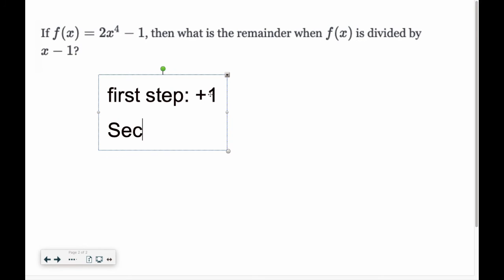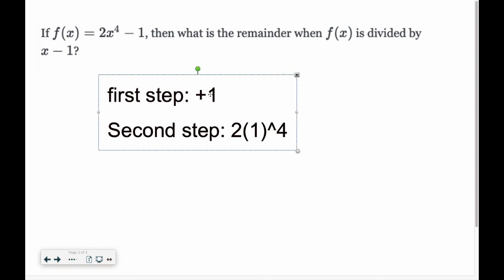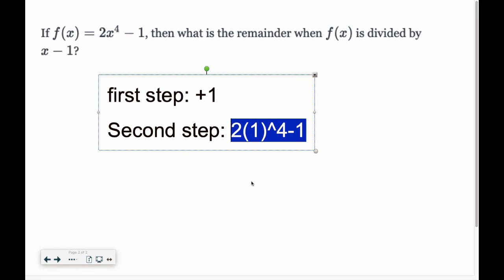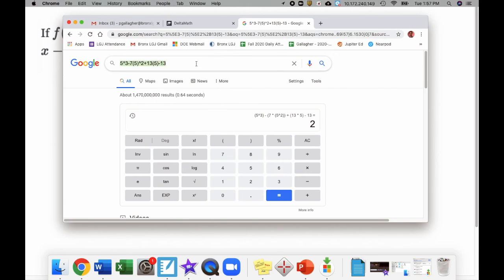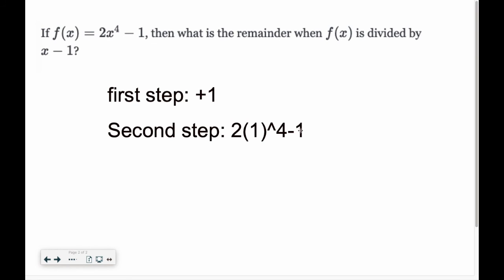Okay, second step. I can't spell. Is we plug in. So we're going to have 2 times 1 to the power of 4 minus 1. Well, plug this into a calculator, your phone will work, Google will work, anything like that will work. The answer here is +1.